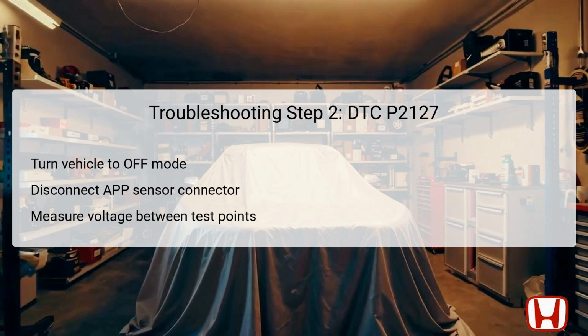Turn the vehicle to the off or lock position. Disconnect the 6P connector from the APP sensor to eliminate any influences from the sensor itself. Then, turn the vehicle back to the on mode to measure the voltage between specific test points. Test point 1 refers to the female terminal number 1 of the APP sensor connector, and test point 2 to female terminal number 2. You are looking for a voltage measurement around 5.0 volts, as this indicates a proper voltage supply to the APP sensor.